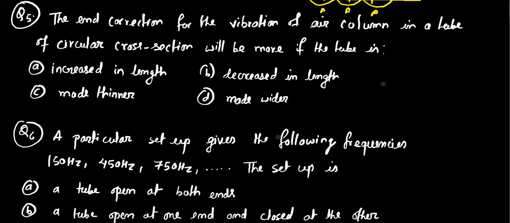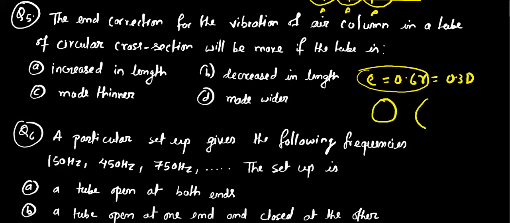So we just have to recall the formula of end correction in terms of diameter or radius, which is e equal to 0.6 r, and it can be written as 0.3 times the diameter. So we can easily say that end correction is related to the diameter, or radius. That means if the diameter of the tube increases, then the end correction also increases.